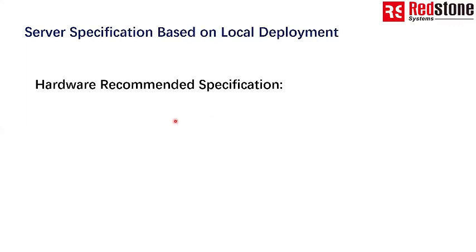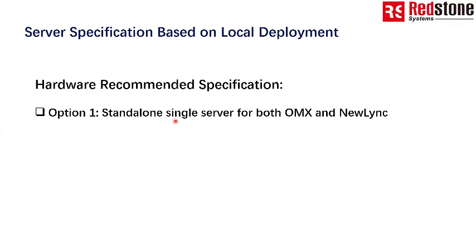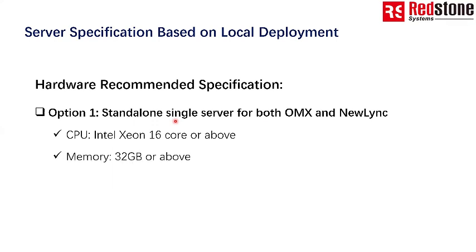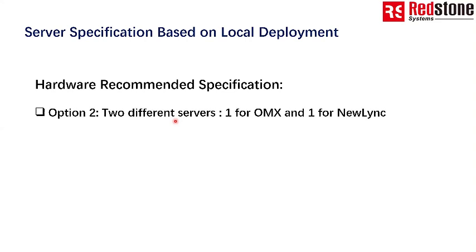So what are the hardware recommended specifications? We have two options. The first one is a standalone single server for both the OMX and NewLink, and it should have at least 16 cores or above, the memory should be 32 GB or above, and the hard disk should be 500 GB or above. And the second option is that you use two different servers, one for OMX and the other for NewLink.